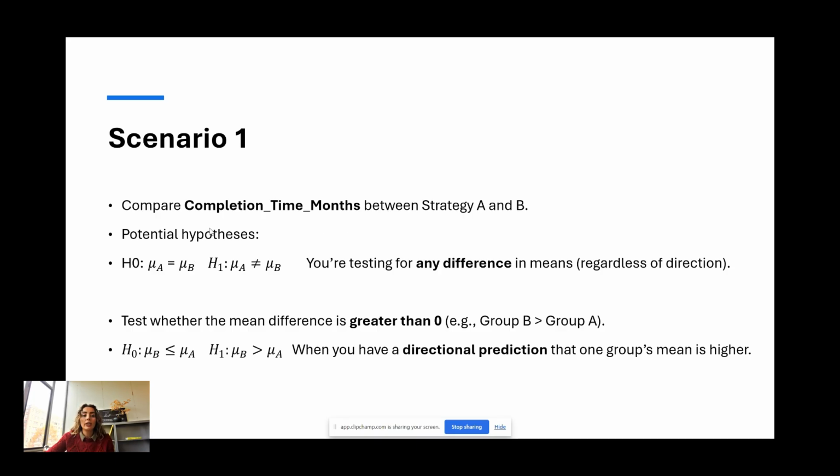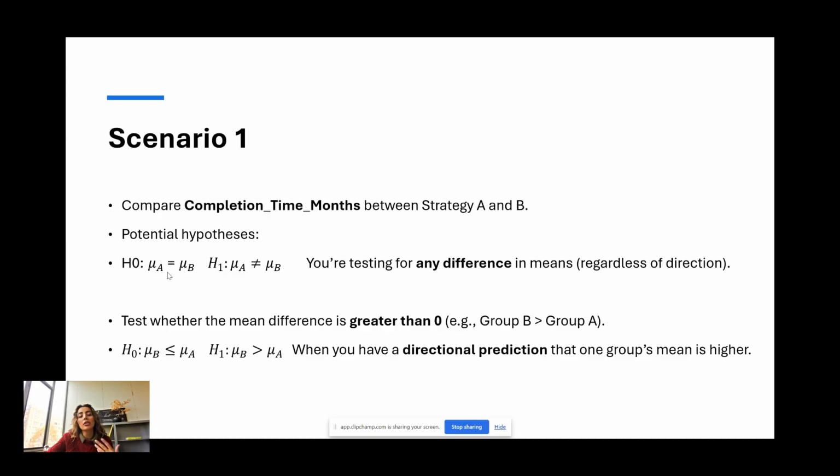For example, you might want to compare the completion time between strategy A and B. We use two different strategies for completing a project or task, and we want to see how strategy A and B differ. So we could put forward a couple of potential hypotheses.